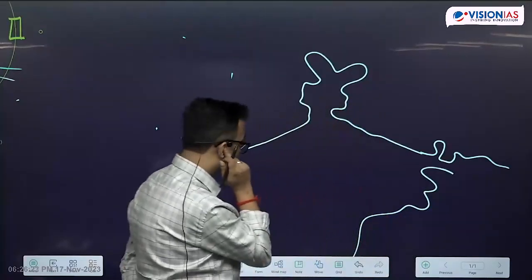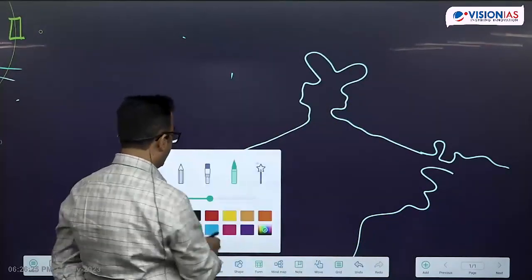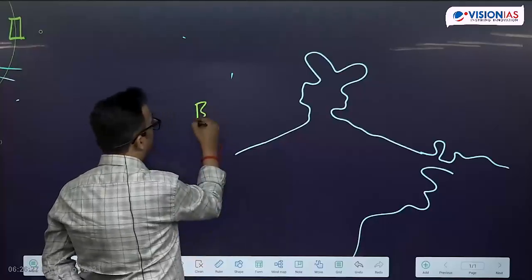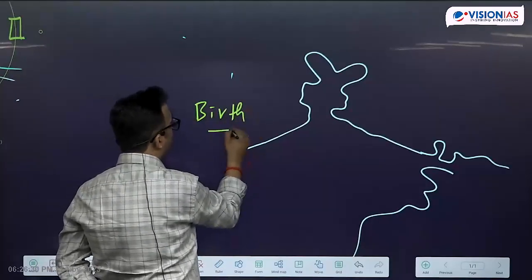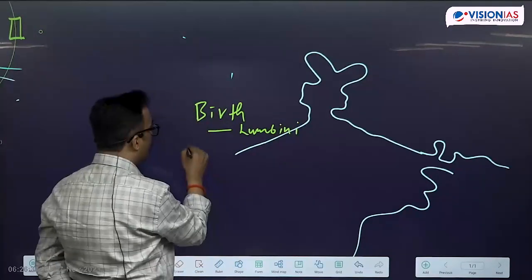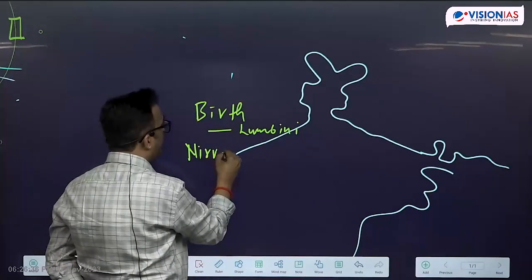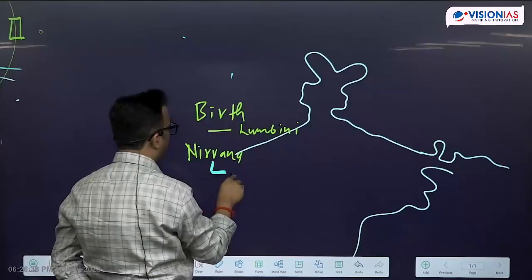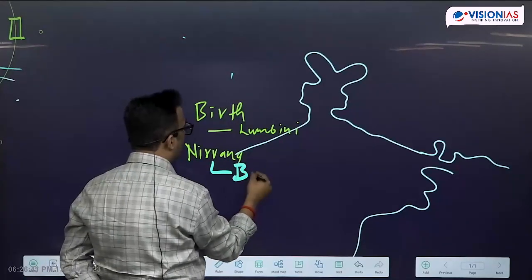So now understand. Four important life events of Buddha, I'll write here. Birth. The birthplace of Buddha is Lumbini. Then the second important event was his nirvana. And where did he achieve nirvana? Bodh Gaya. Okay? So he achieved nirvana at Bodh Gaya.